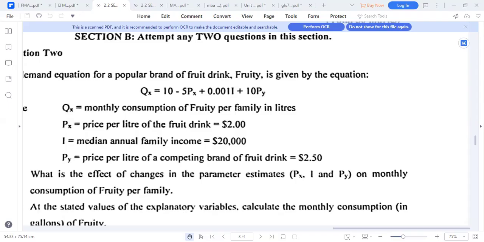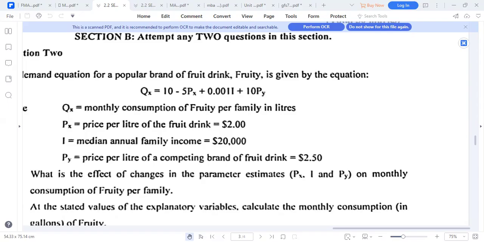Okay, PY there we have what? The positive 10 coefficient. What does it mean? It's positive, meaning an increase in PY will lead to an increase in the quantity for good X, indicating that it's a competing brand, so this is a substitute good.